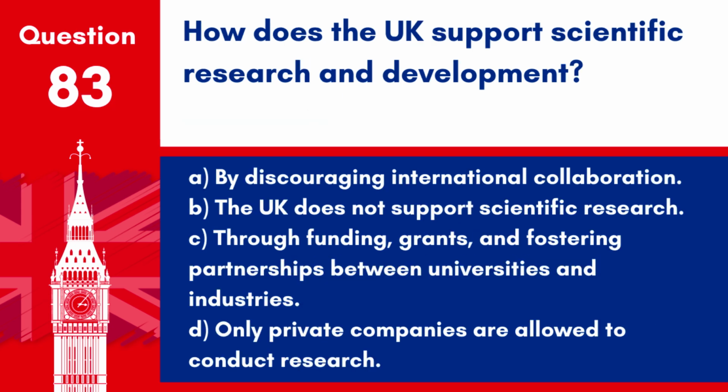Question 83. How does the UK support scientific research and development? A. By discouraging international collaboration. B. The UK does not support scientific research. C. Through funding, grants, and fostering partnerships between universities and industries. D. Only private companies are allowed to conduct research.